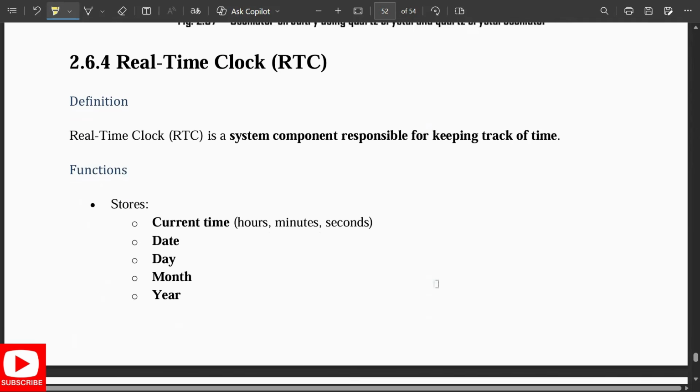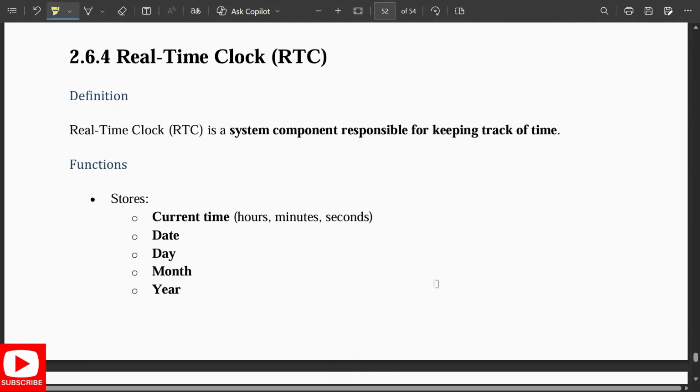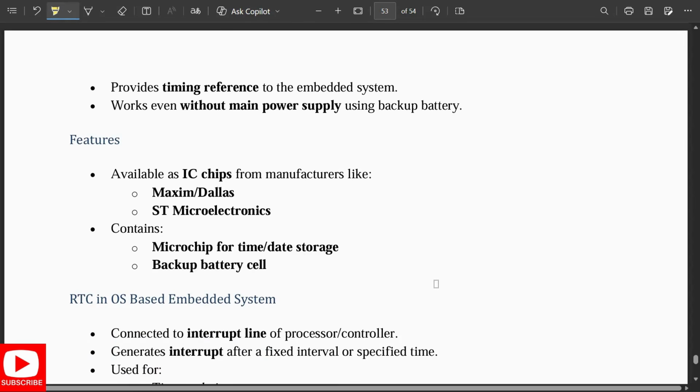Next is the real-time clock, RTC. It is a system component responsible for keeping track of time, which stores the current time, date, day, month, year, everything. It provides a timing reference to the embedded system, and works even without the main power supply using a backup battery. It is available as IC chips from manufacturers and it contains the microchip.